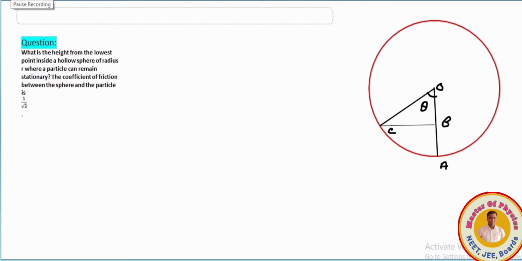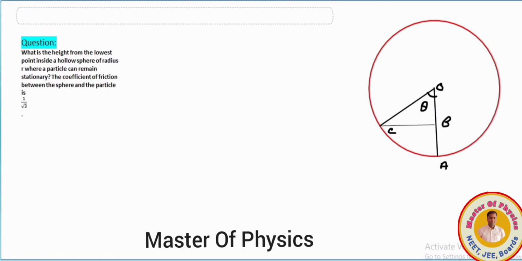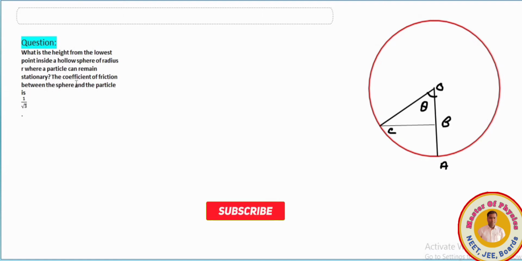Let's read the problem. What is the height from the lowest point inside a hollow sphere of radius r, where a particle can remain stationary? The coefficient of friction between the sphere and the particle is 1 by root 3.